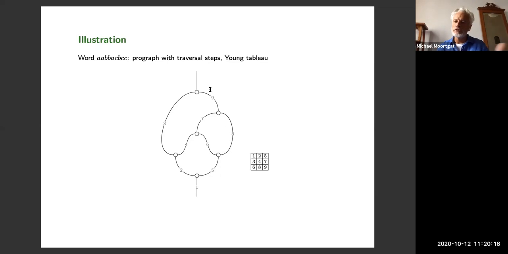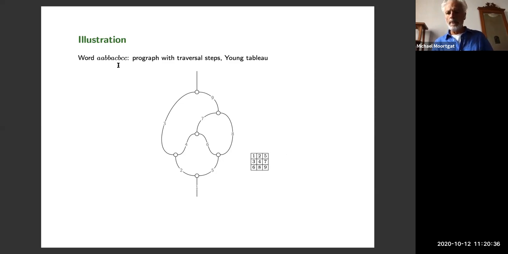So that's our traversal of a Boolean program, corresponding to a 3x3 rectangular tableau, and via the Yamanouchi word of that tableau to a word of our three-letter Dyck language.